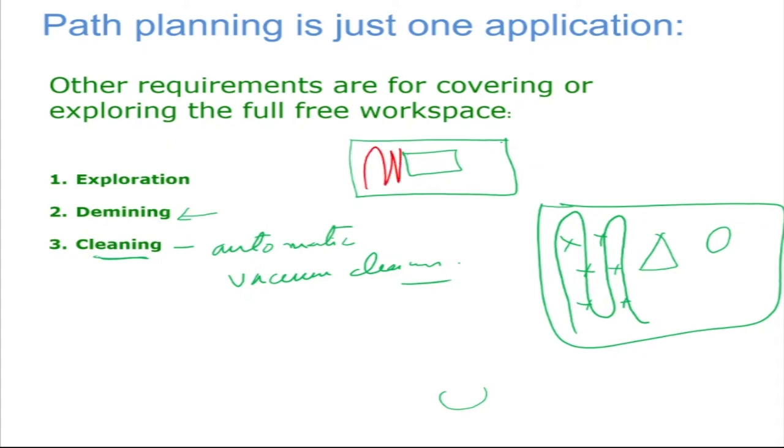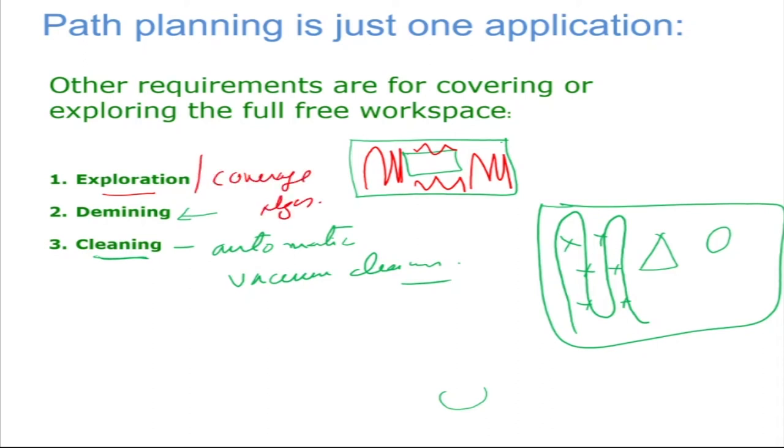Should I do this part first, then this part, then this part, then this part? How does it guarantee that I've covered everything and have not missed any part? That is the meaning of what we call exploration and coverage algorithms.